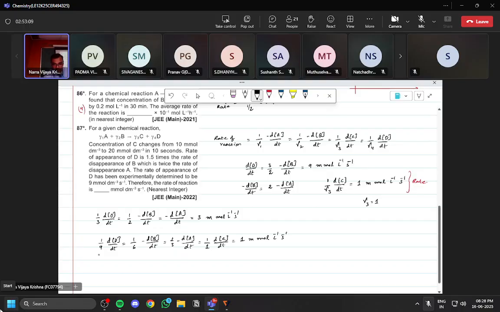What is this term? Gamma 4. This term, gamma 2. This term, gamma 1. This term, gamma 3. What is gamma 1 is to, gamma 2 is to, gamma 3 is to, gamma 4? 3 is to, 6 is to, 1 is to, 9. So the reaction I will write as 3A plus 6B gives rise to C plus 9D.